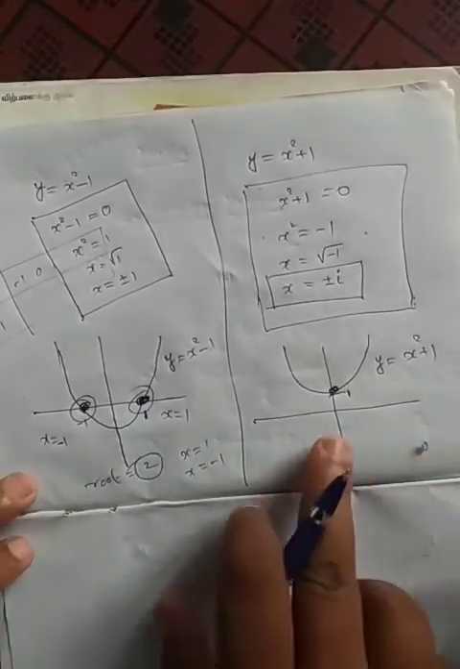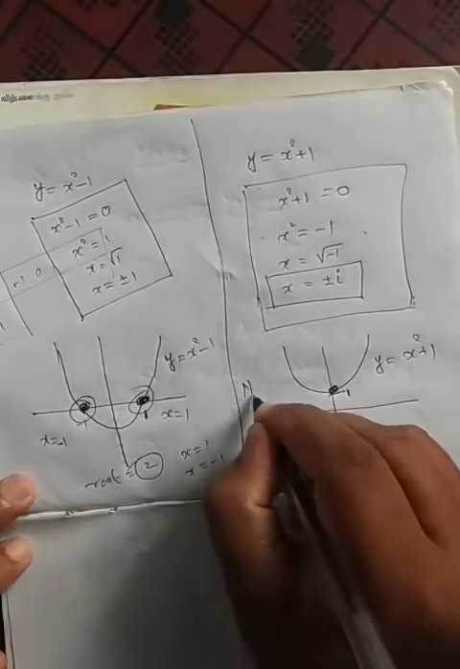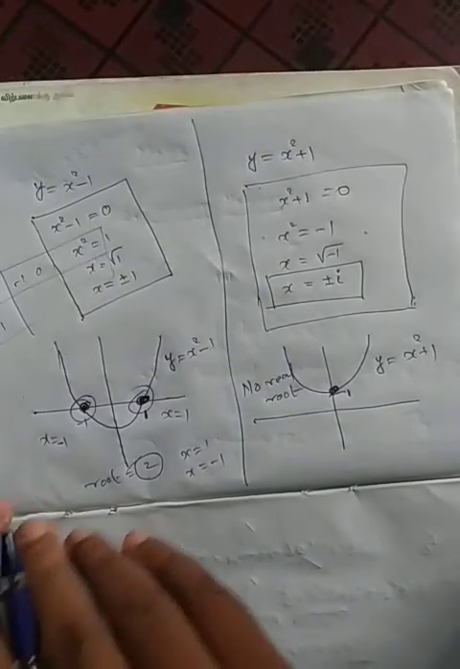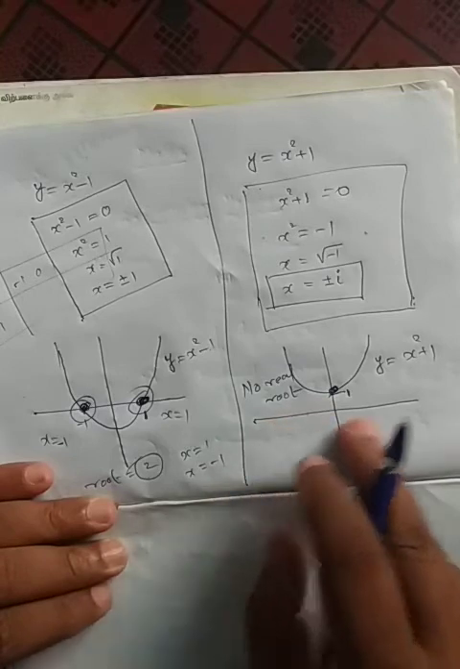Whereas here you can see that the graph is not at all crossing the x-axis. So there is no real root. In 10th standard you have written no real root. No root means we won't get a root at all. But here they are saying no real roots, which means in the real number system there is no root at all. That's why we are not getting a value on the x-axis.